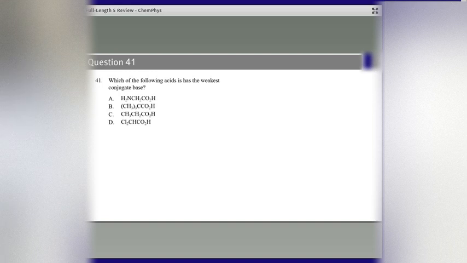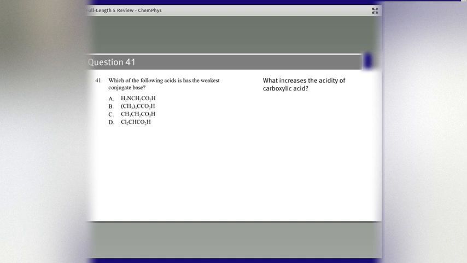When you see something like this, you have to ask yourself, what would increase the acidity of a carboxylic acid? If you are becoming more acidic, what do you have to have the ability to do once you donate that hydrogen? Think. The conjugate base has to be able to stabilize what? The charge, right? Because if you're donating that proton away, we have to be able to stabilize the charge.